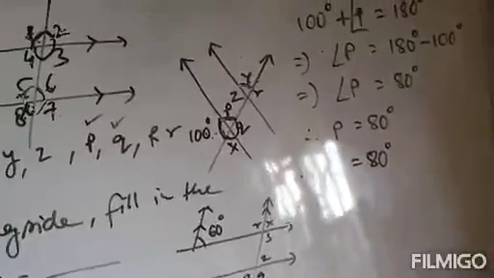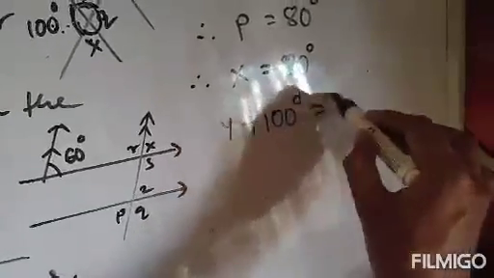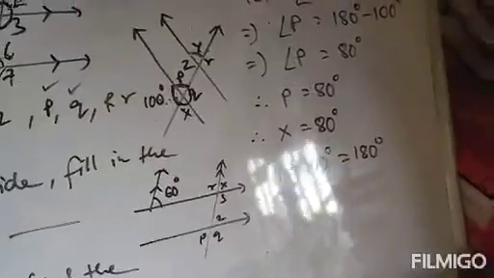So y plus 100 degree will be equal to 180 degree. There we can calculate the value of y. So y plus 100 degree equals 180 degree, because these two are exterior allied angles, so the sum of these angles will be equal to 180 degree.